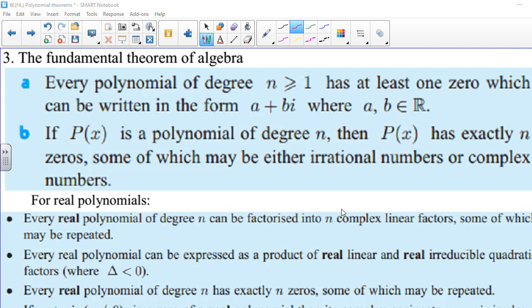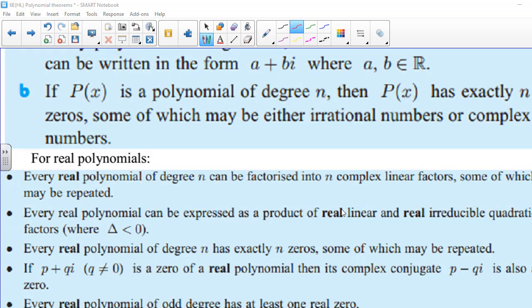So right now, let's look at the most important theorem that we need to learn in this lesson. And this is the fundamental theorem of algebra. The first statement in the theorem is every polynomial of degree n greater than or equal to 1 has at least one zero, which can be written in the form a plus bi, where a, b are real numbers. If the polynomial function p of x is a polynomial of degree n, then p of x has exactly n zeros, some of which may be either irrational numbers or complex numbers.